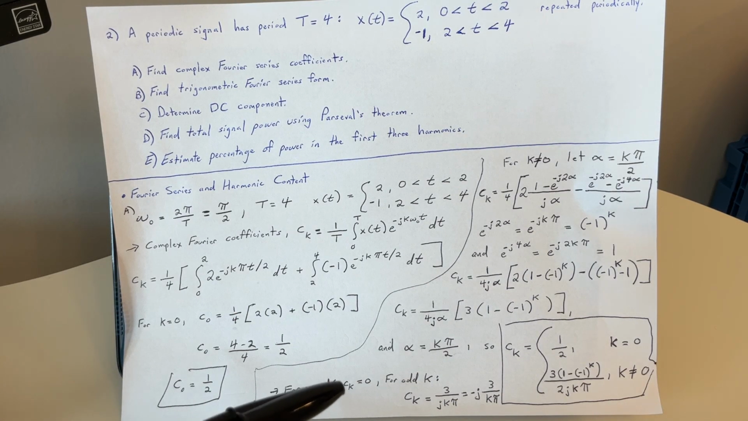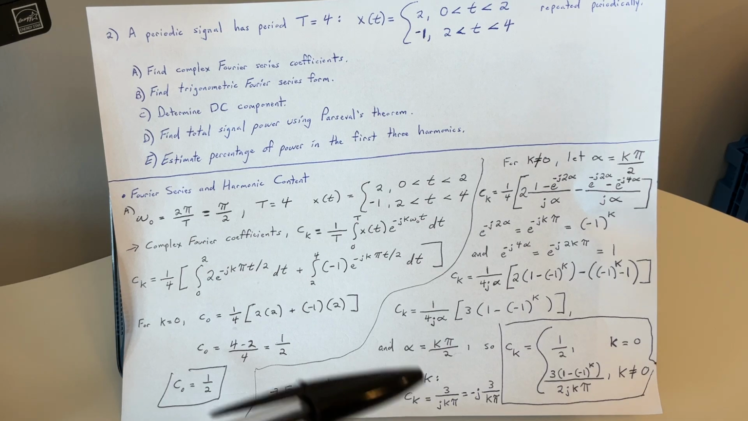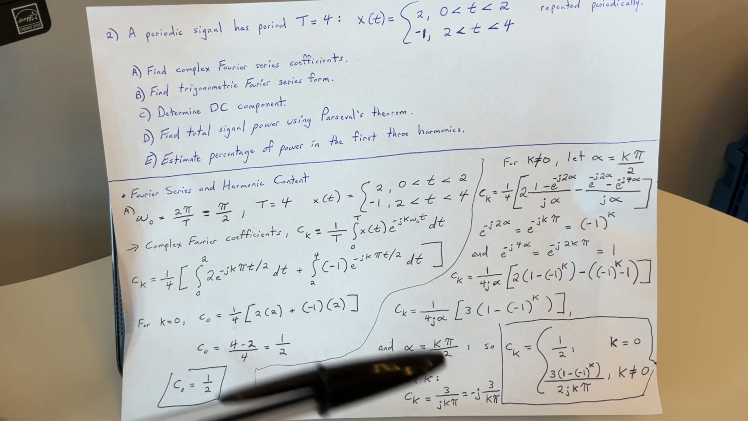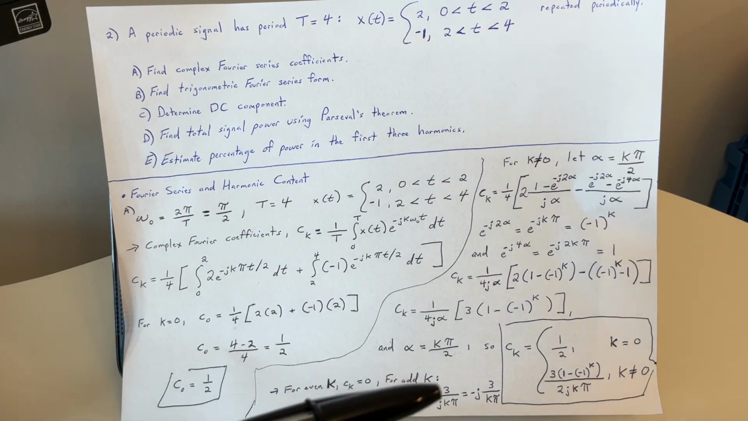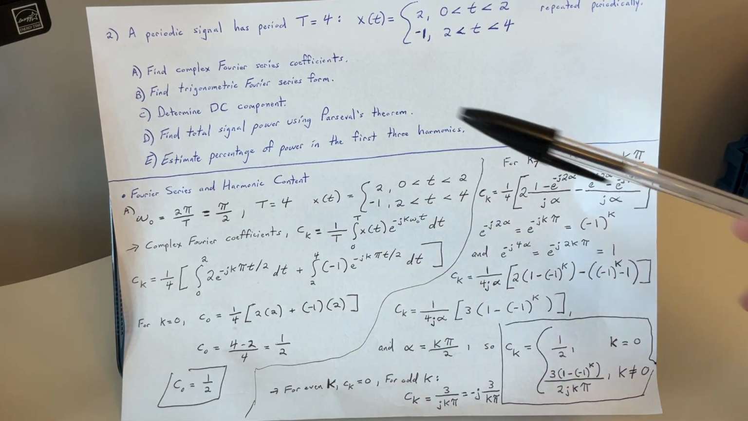And for even k, c sub k equals 0, and for odd k, c sub k equals 3 over jk pi, equals -j times 3 over k pi. So that's for letter A.